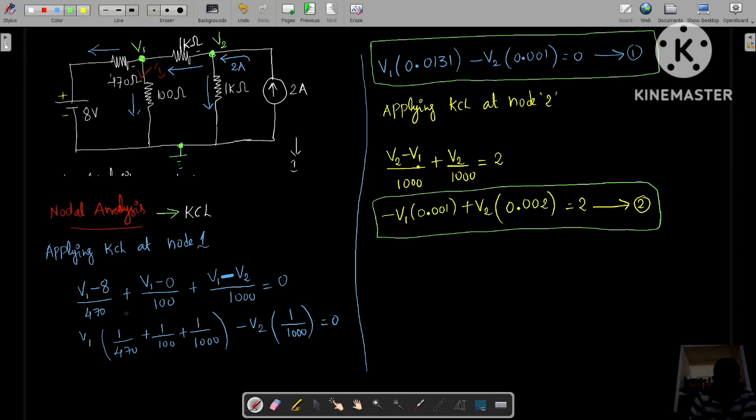Here I forgot one thing, which is sending 8 by 470 to the other side. So when you send 8 by 470, let me erase this portion. I am erasing the 0 here and writing 8 by 470. So 8 by 470, 8 by 470, and here also you will get 8 by 470. I made a small mistake because I had not observed the constant term. So 8 by 470.